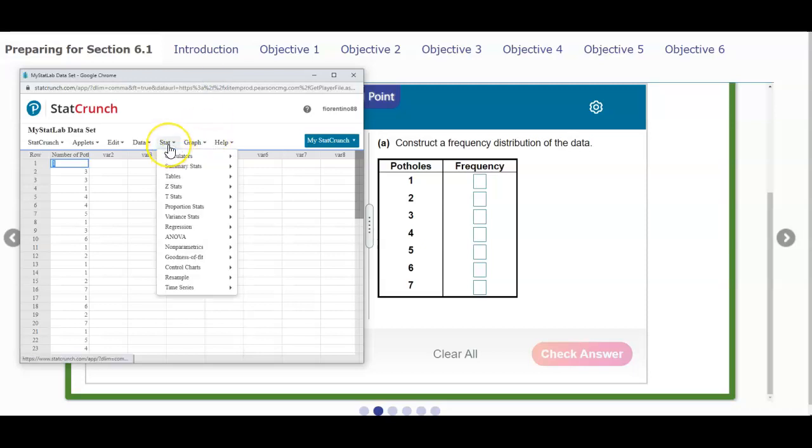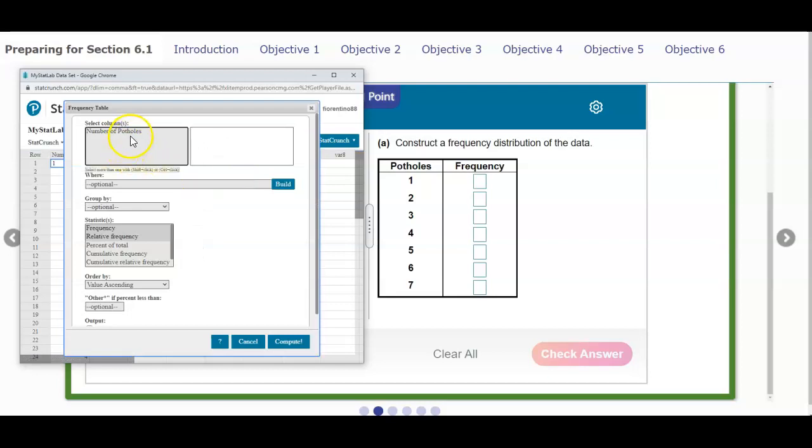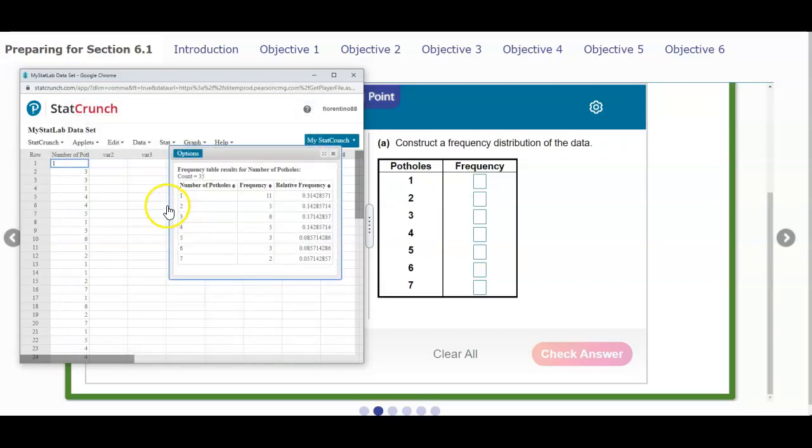Okay, so we're going to go to Stat. We're going to go to Tables and then select Frequency. Okay, we're going to go to the number of potholes. So I think in our question for both A and B, they want us to find the frequency and relative frequency. So let's go ahead and do that. So we're going to click Compute.